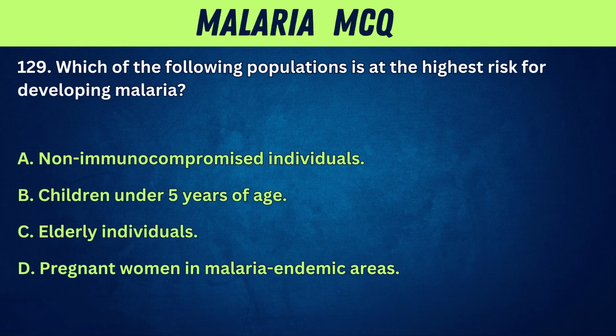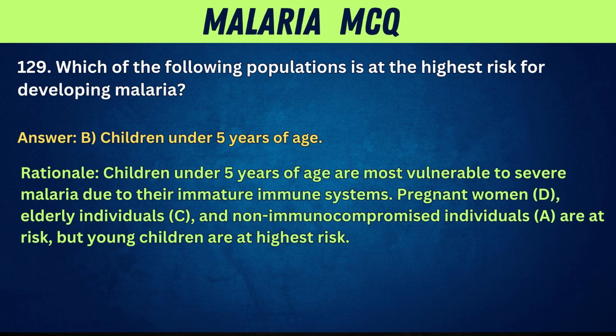A. Non-immunocompromised individuals. B. Children under 5 years of age. C. Elderly individuals. D. Pregnant women in malaria-endemic areas. Answer: B. Children under 5 years of age.